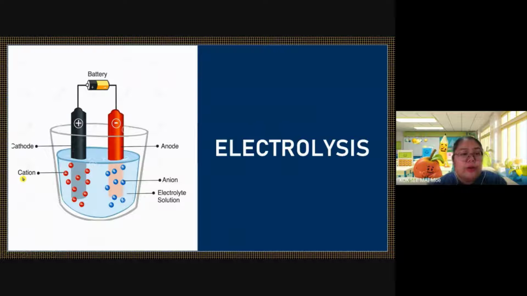How do they move? The cation must go to find the cathode, because it is a positive ion, it goes to find the negative cathode. The anode is positive, then the anion is a negative ion. They must go to find the anode. So A goes to find A, C goes to find C. So this whole process we call electrolysis.